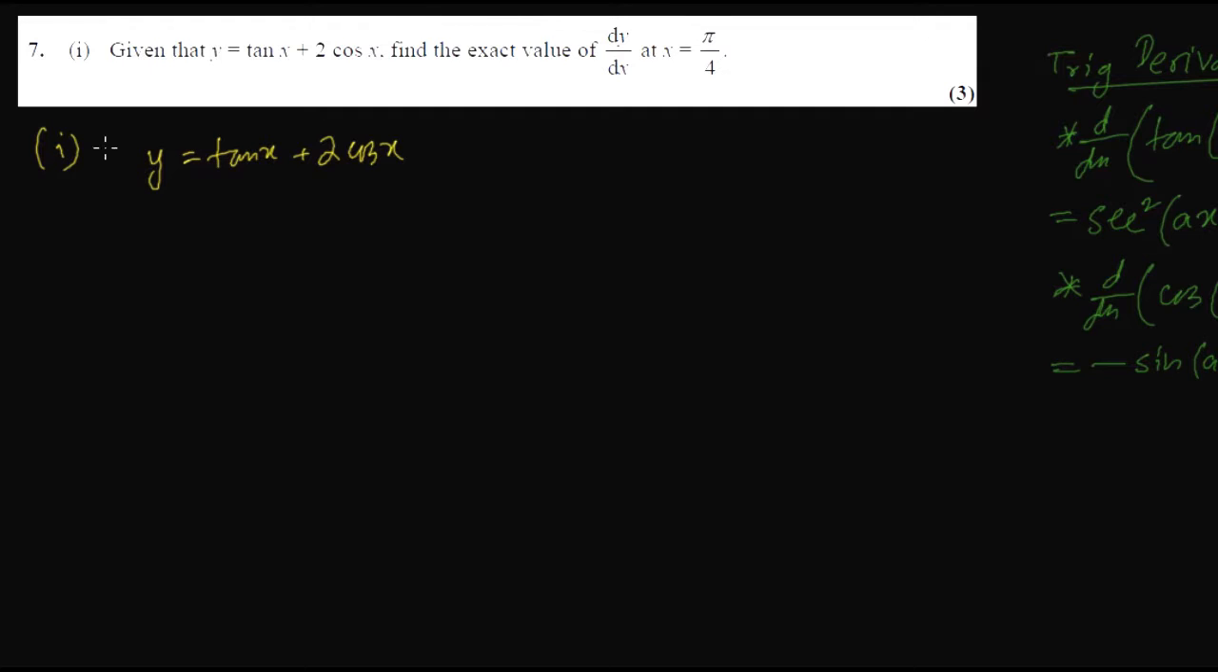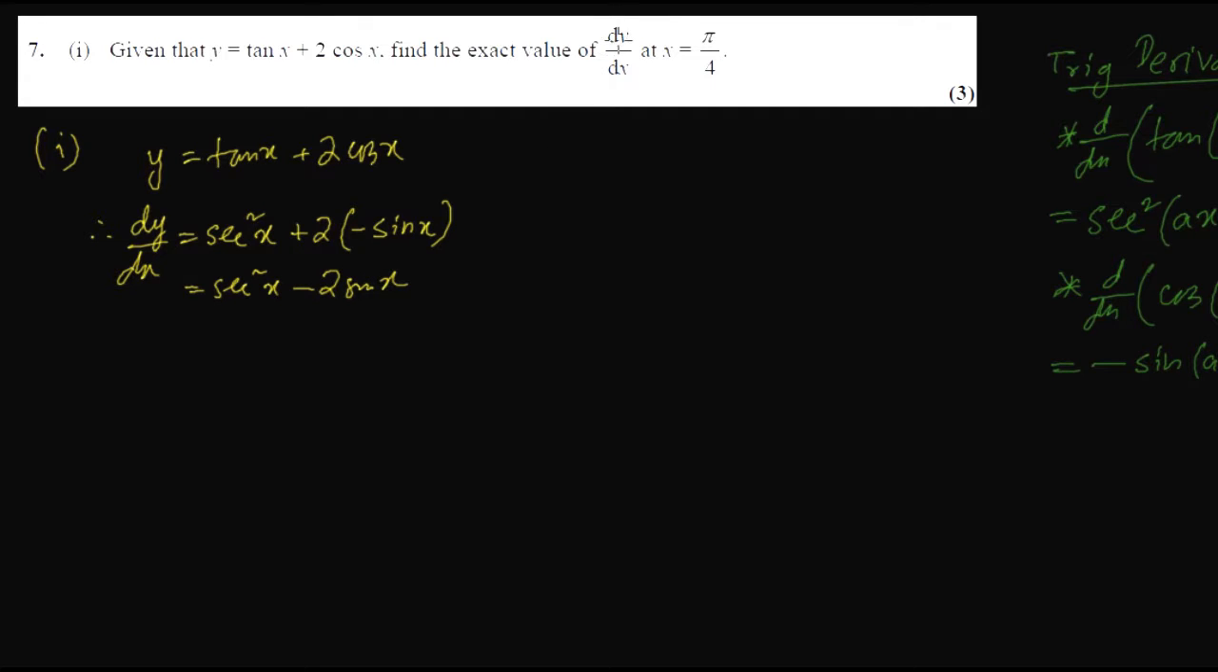So we have to find the derivative. Therefore the derivative of y is dy by dx. The derivative of tan theta is sec squared theta. The chain rule is d by dx of this is 1, so I'm not writing it out. Then plus 2 times the derivative of cos theta, which is minus sine theta. The chain rule is 1, I'm not writing it out. So it would be sec squared x minus 2 sine x.